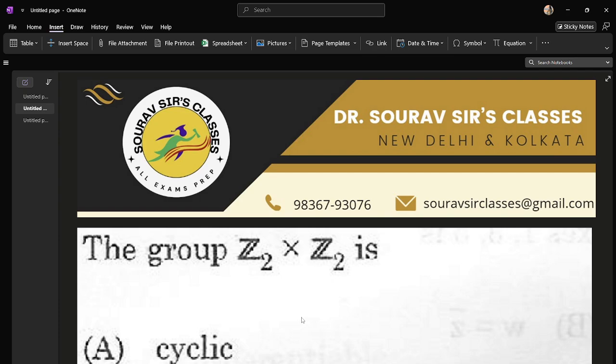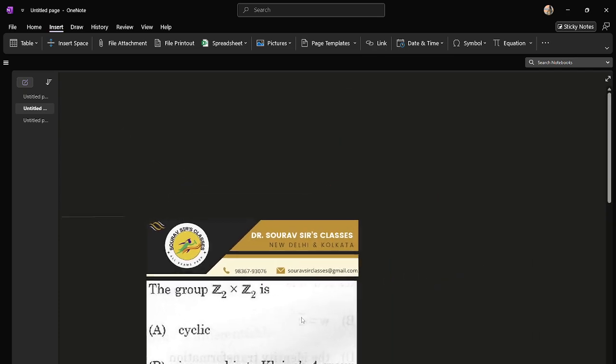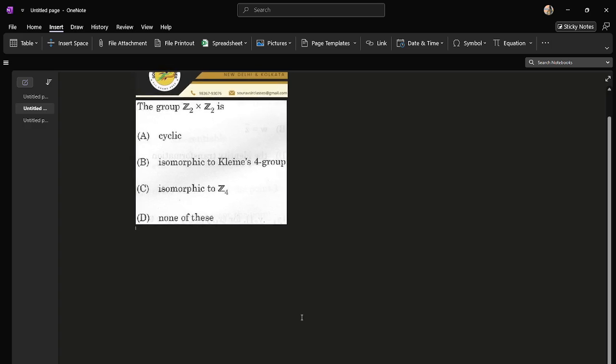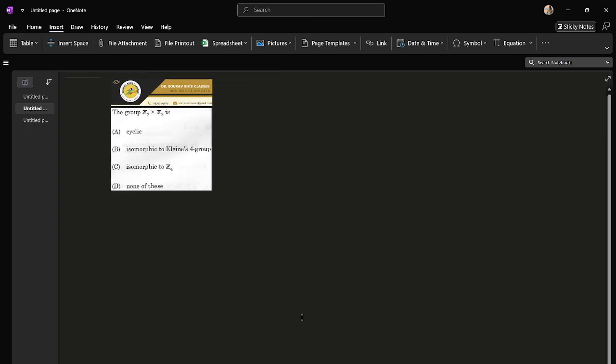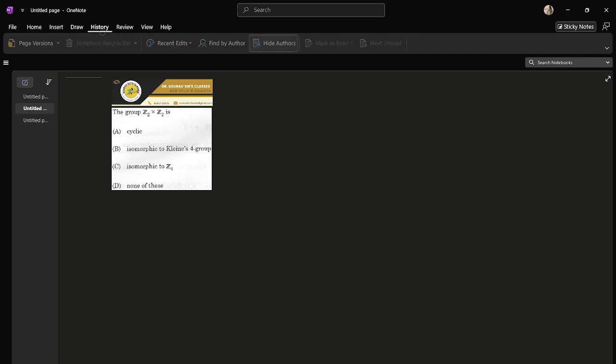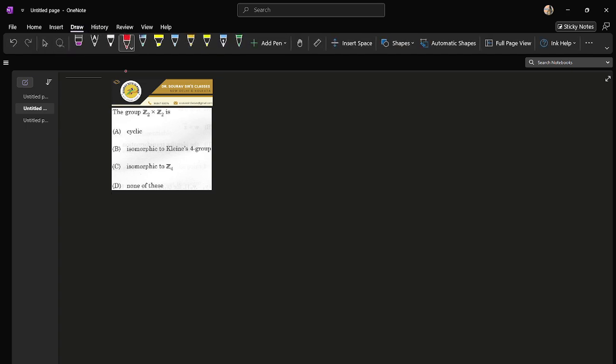Okay. So now we are going to solve a mathematical problem which appeared in the year 2024, and the question is telling us that the group Z2 cross Z2 is option A is cyclic, option B is isomorphic to Klein's 4 group, and option C is isomorphic to Z4, and option D is none of these. This is a very easy question. We know that this will be our option B, but I'm going to prove it so that it will be understandable. So we are now given the group which is Z2 cross Z2, and we need to determine its properties.